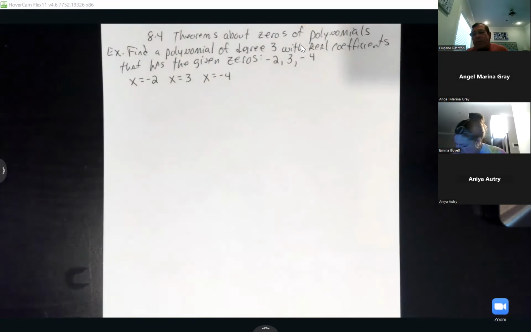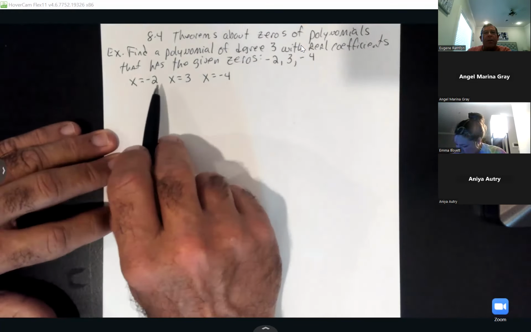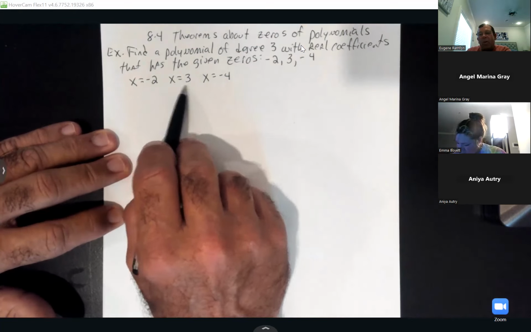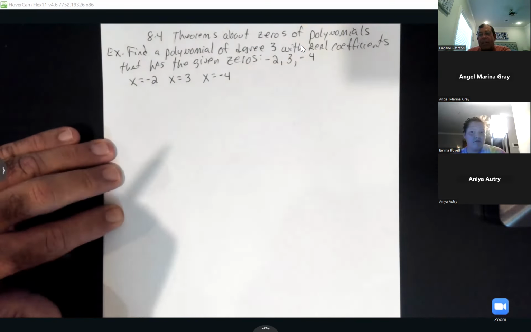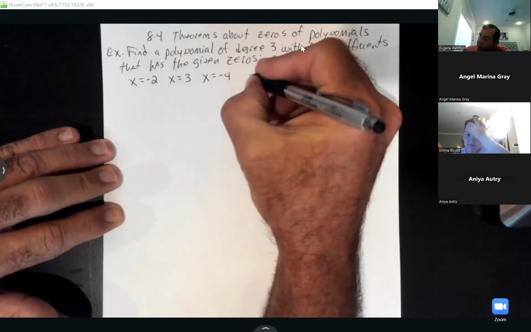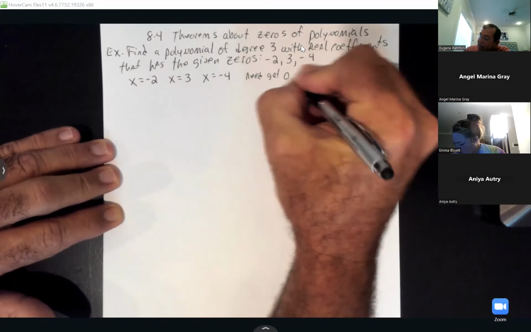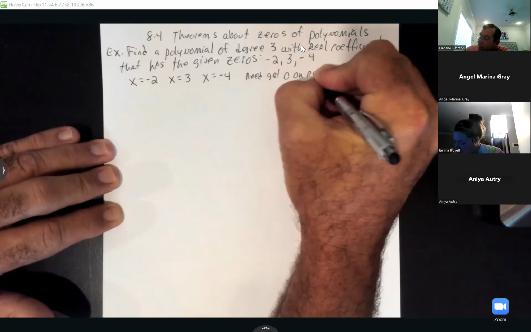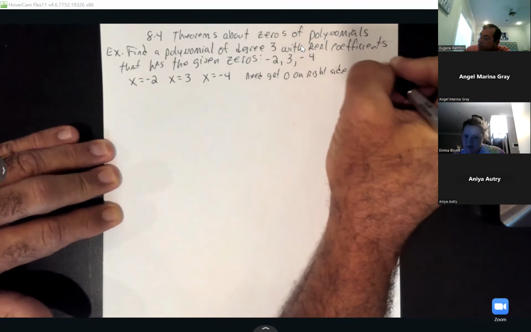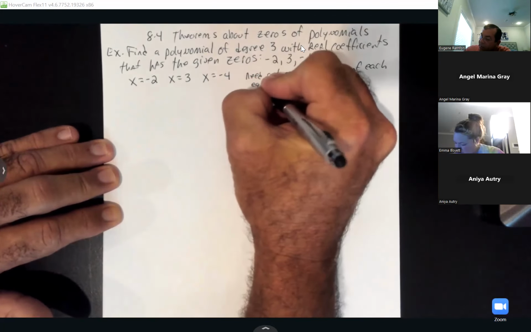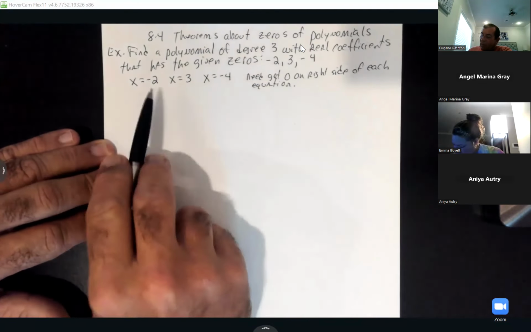Now we're going to work in reverse. So if we're going to work in reverse, we need to get a 0 on the right side of all these equations and rewrite it as factors equal to 0. So we need to get 0 on the right side of each equation. All right, so that's my first step. Get a 0 on the right side.